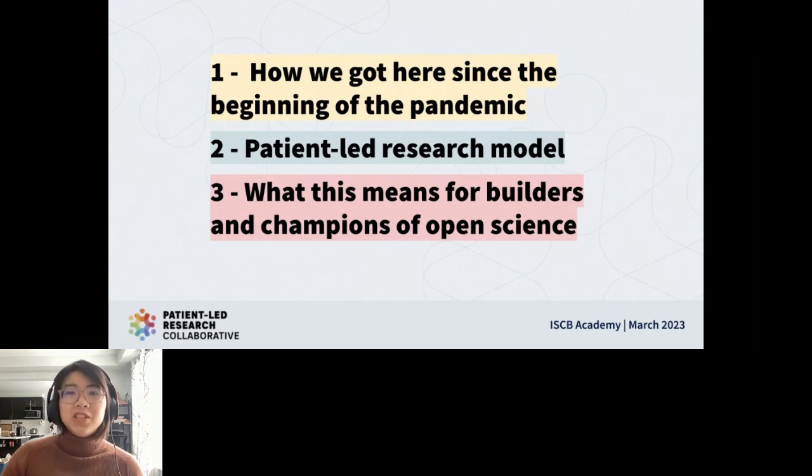And I know a lot of you watching are builders, systems builders, and bioinformatics specialists. So I want to conclude this talk by taking the vision of the patient-led research collaborative and what we've done, and turning that into concrete needs and asks going forward from folks like yourselves.